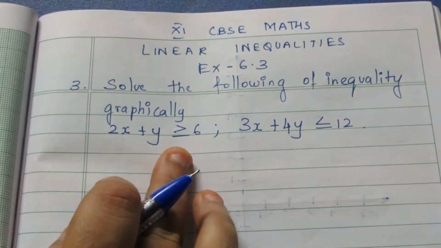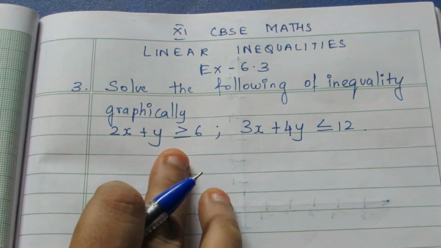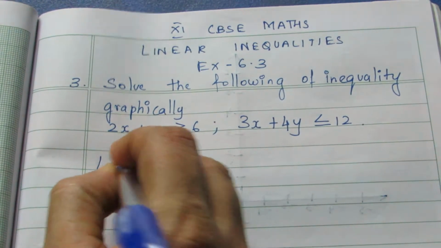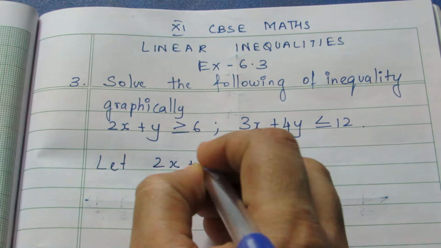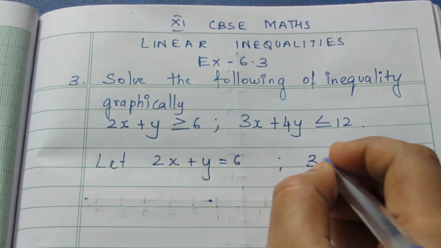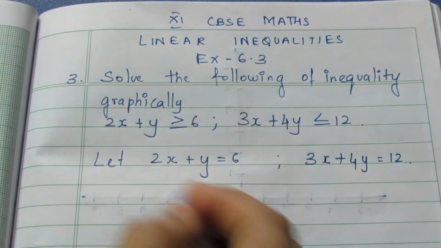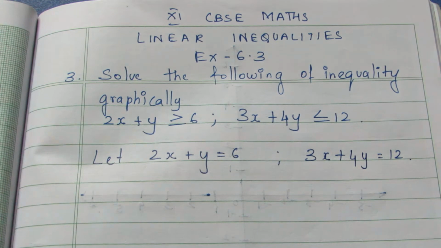Now we are going to take the inequalities to be equal to, only then we can solve it. So I am going to take 2x plus y is equal to 6. The same way here, 3x plus 4y is equal to 12. We know to solve this graph by substituting the values of x and y.